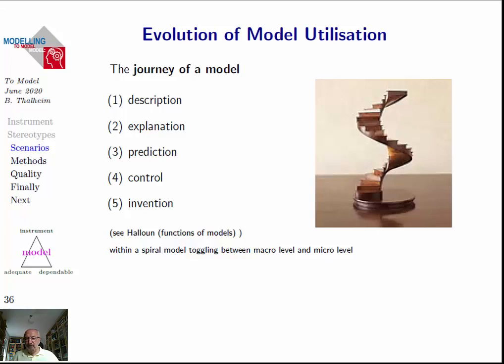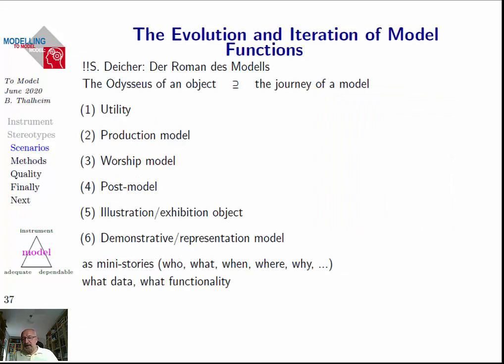And in this case we have something like what we call the epos of a model, or the Odysseus of a model. That is maybe far more general than the journey of a model. The model has a utility, it can be used as a production model, it can be used as a workshop model, it can be later used as a post model, then as an illustration and exhibition object, and later for demonstrative or representation models. That means you have something like a mini story that can be again described by our W star H framework.